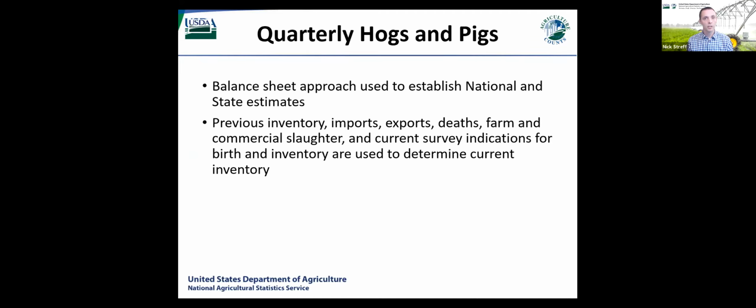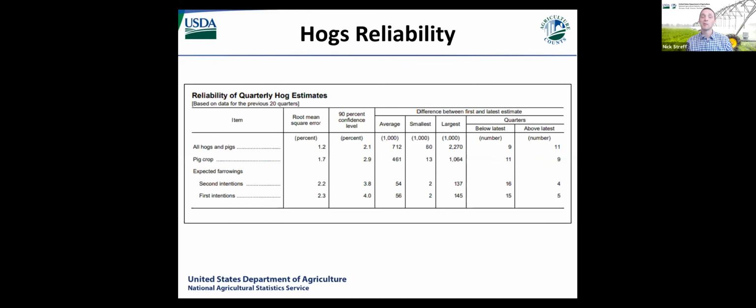So another thing I want to note is how good are the USDA NASS numbers when it comes to hogs? Well, let me show you. Here's the Hogs Reliability table. It's one of the last pages in every USDA NASS report. We have these same types of tables for cattle and corn and a lot of the crops.